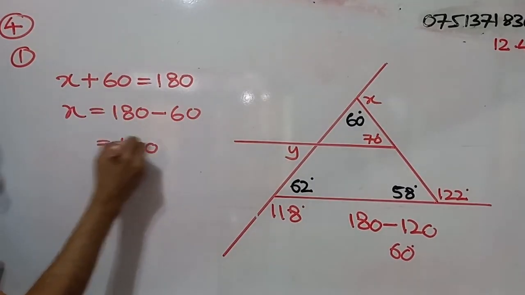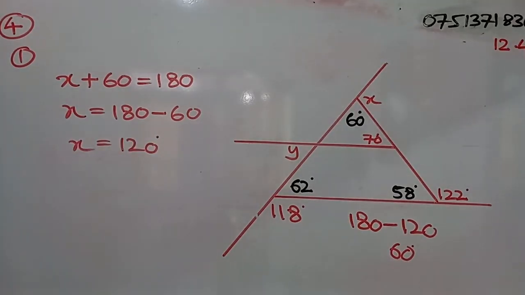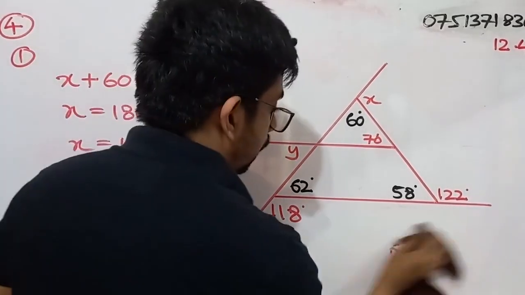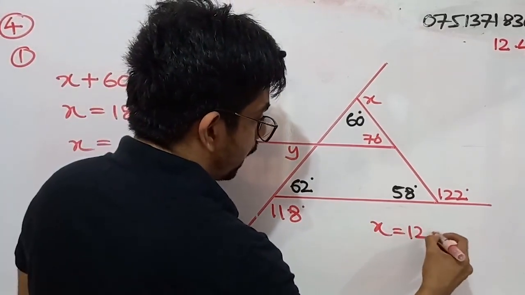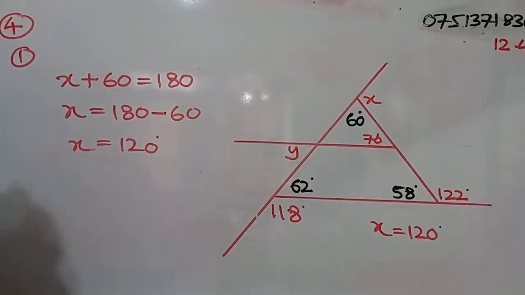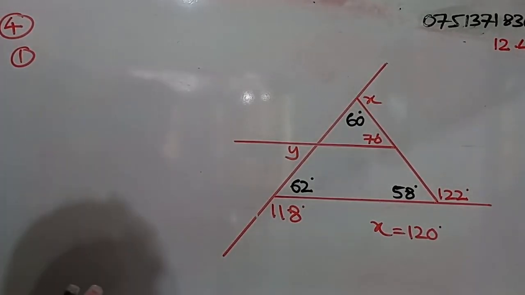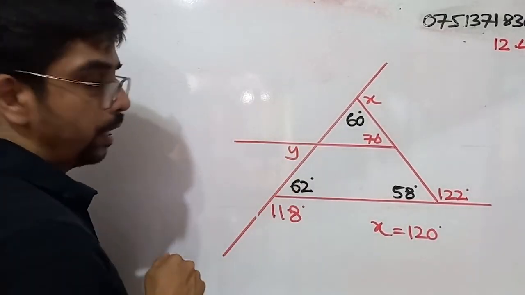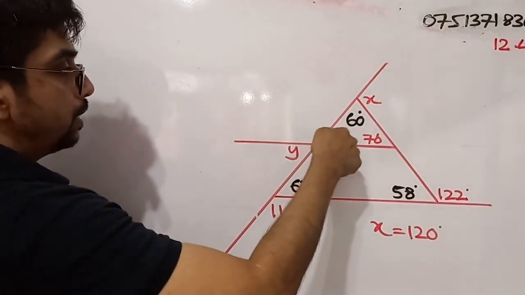So what is that? 120. So the value of angle X is what? 120. Right. So we will just write down the value of angle X, which is 120 degrees. So still we have to calculate angle Y. If this is Y, this is also Y, no? Why? Vertically opposite angles. We can calculate this angle.